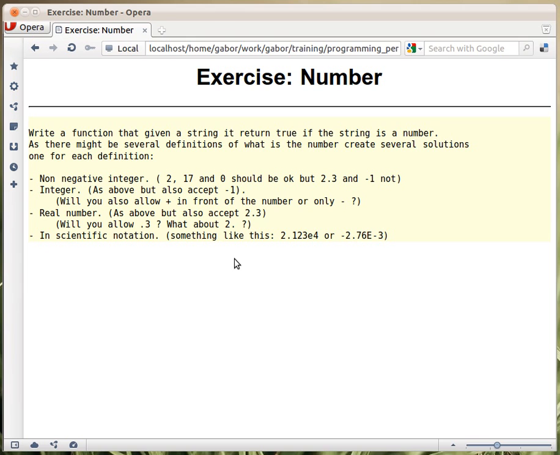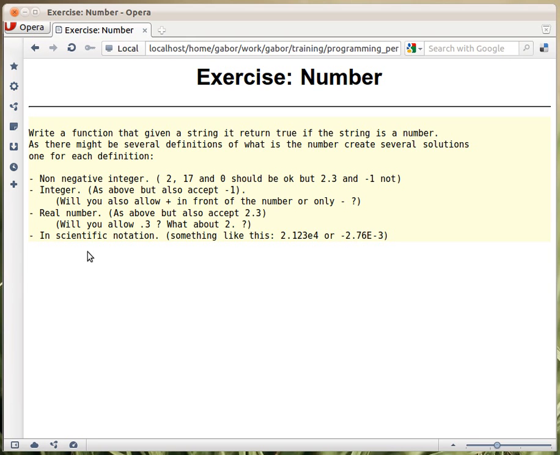And then the question is whether you will accept .3, whether you consider that an acceptable number or not, and will you accept 2. These are questions you have to answer, and then accordingly write the script and the subroutine.